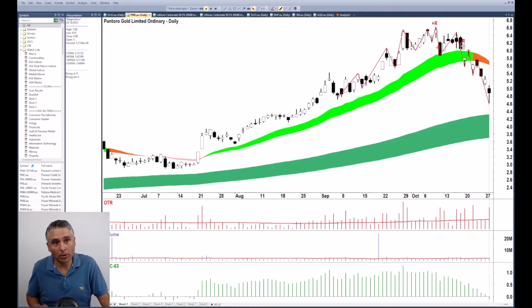Okay, or close beneath the short-term trend ribbon. Close beneath the short-term trend ribbon, black candle. Ladies and gentlemen, you have a choice on how you do stuff, okay?